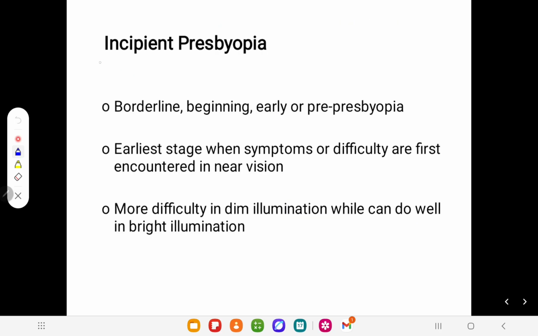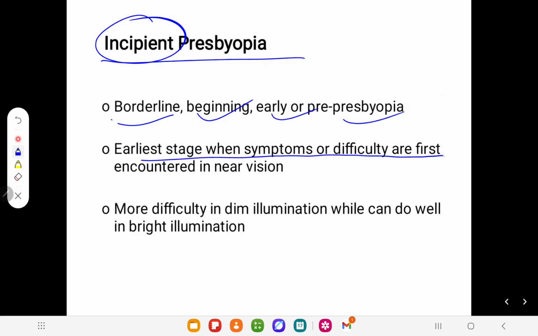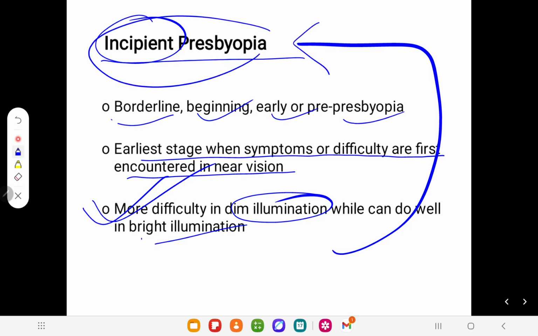Okay. The term incipient itself means not matured, isn't it? So incipient means borderline, beginning, early pre-presbyopia. These are the early stages when symptoms of difficulty are first encountered at near, and more difficult in dim illumination, while we can do well in bright illumination. A common complaint is that it's a little bit difficult in a dark, dim room, but I'm perfectly okay in bright illumination. That's incipient presbyopia, which means it's not wholly manifest presbyopia, but it will definitely become presbyopia. It's a very early stage, incipient.